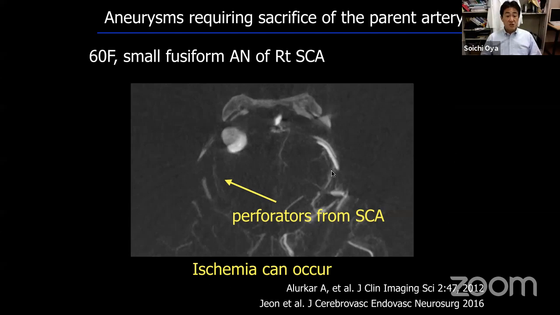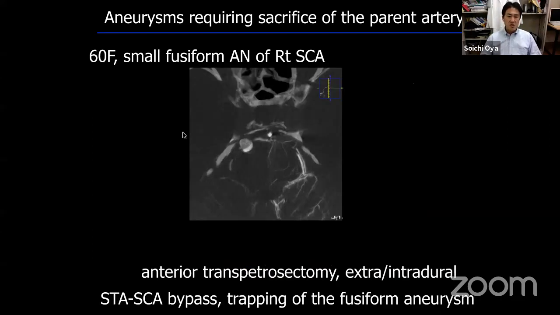But in the literature, some ischemic symptoms can occur by sacrificing the SCA because of the occlusion of the perforators from the SCA to the brainstem. So we had a discussion with our patient, and she chose to have the open surgery consisting of the SCA bypass and the trapping of the fusiform aneurysm. For this surgery, we chose the anterior transpetrosectomy using the extra- and intradural approach.